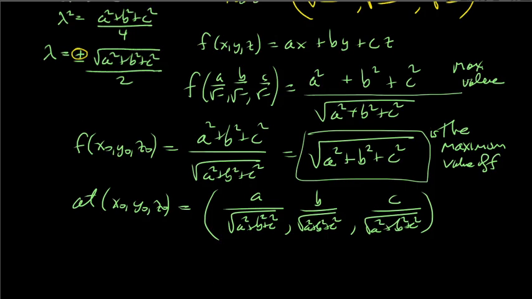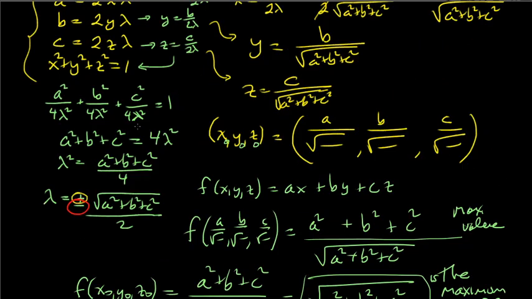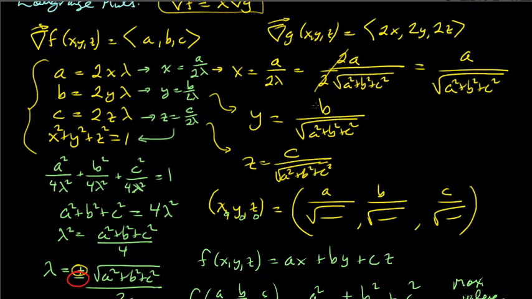Oh, and I should probably come back to this question of lambda. Remember, there were two possibilities, one with a positive square root and one with a negative square root. So if lambda had a negative square root, what would happen? You would just get a negative sign for all these.